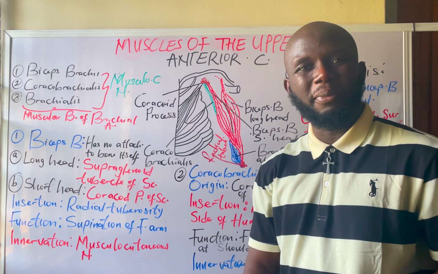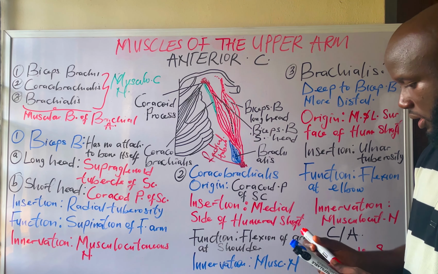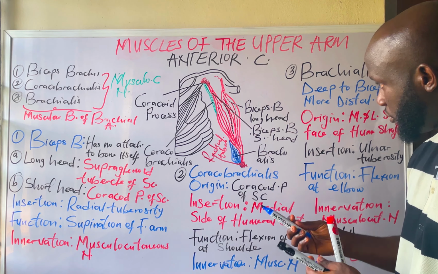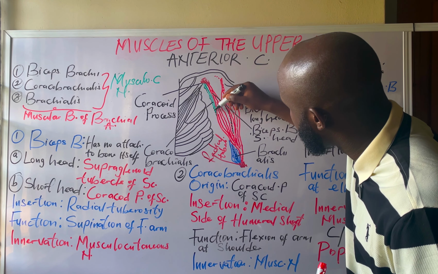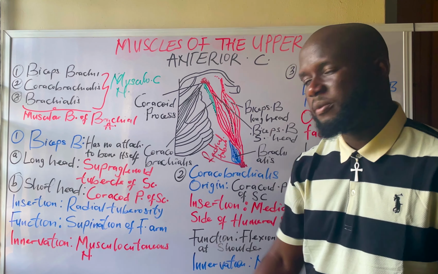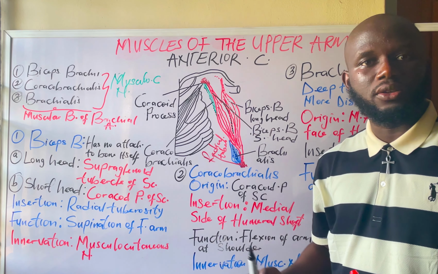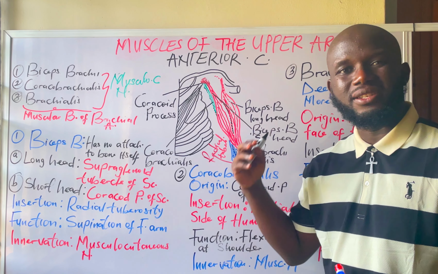So that being said, let us move straight to the second muscle, which is the coracobrachialis. The coracobrachialis is this muscle labeled in green. And where does it originate from? It originates from the coracoid process of the scapula. So that means that the short head of the biceps brachii and the coracobrachialis have the same origin, which is the coracoid process of the scapula, which is this. And the insertion is the medial side of the humeral shaft.